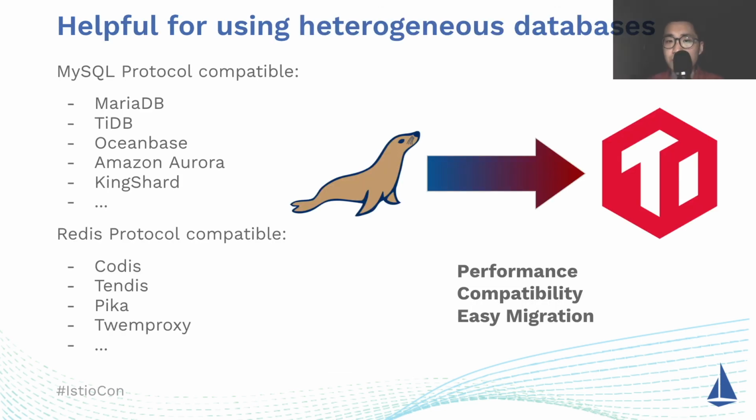Now we will talk about how Aeraki helps you use heterogeneous databases. There are many heterogeneous databases or database proxies that use the same protocol. For example, MariaDB, TiDB, OceanBase, Aurora, Kingshard, and so on use the MySQL protocol. While Twemproxy, Codis, Tendis, Pika, etc. use the Redis protocol.